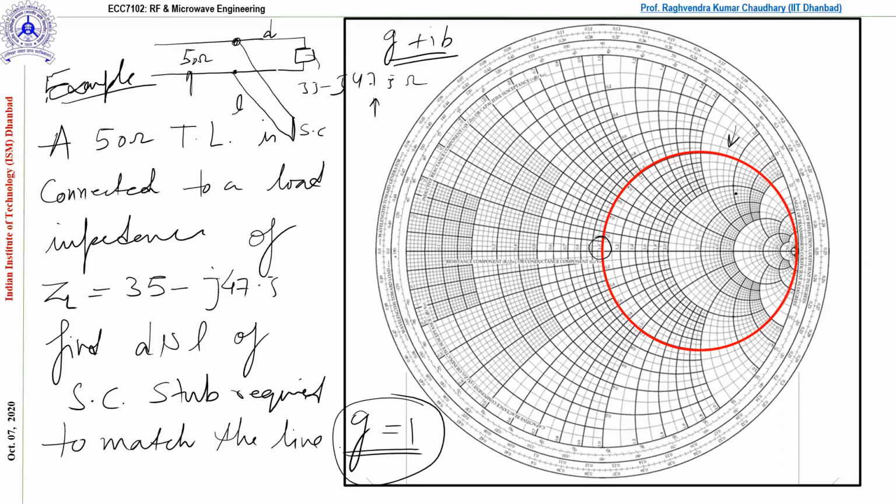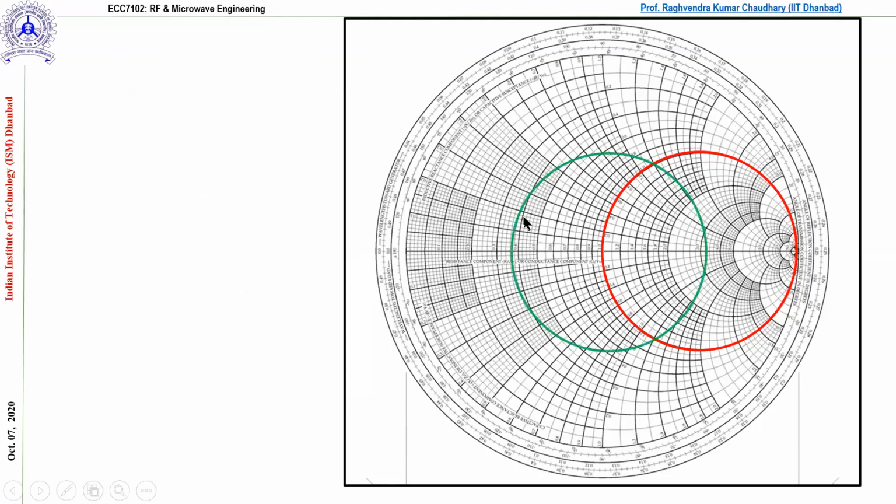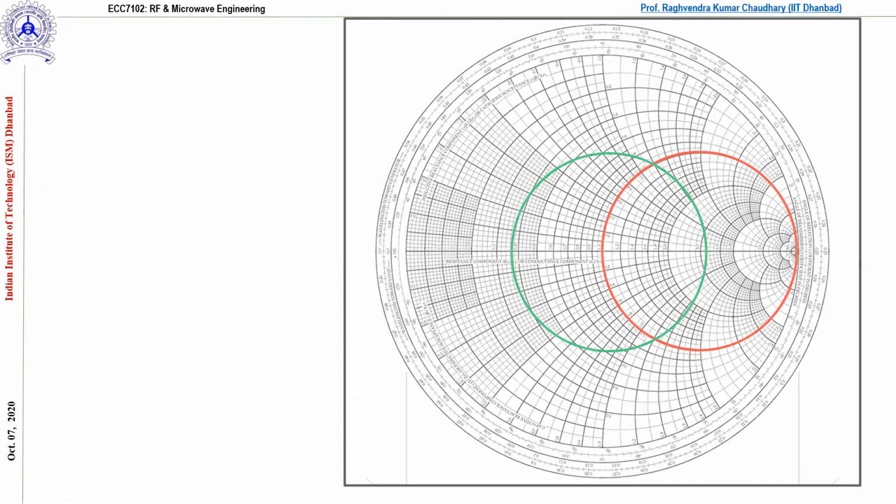Fine. It will cut at 2 different points, and these two different points are the solutions actually. Correct. So now this is a green circle. You can see this is a constant gamma circle. So you need to prepare the constant gamma circle like this, and the G is equal to 1 circle.